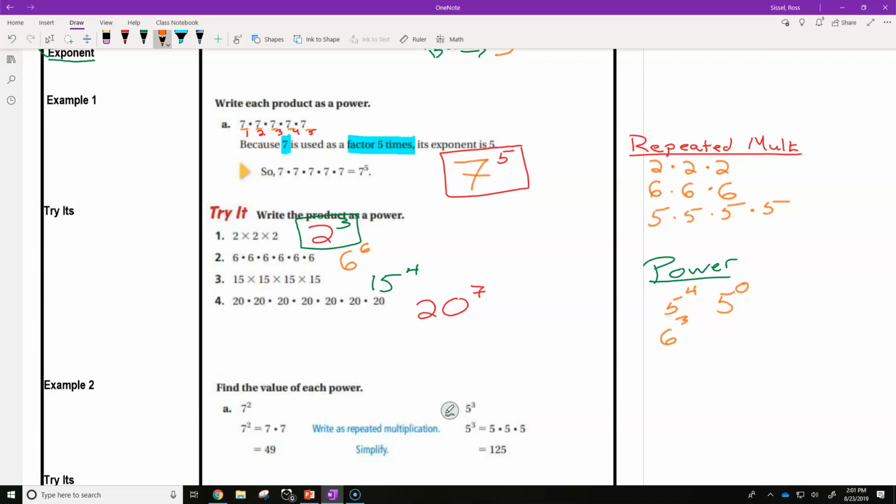Ethan? 0. No. It's 5. No, it's not worth 0. It's not worth 5. It's 1. Why? Because anything to the 0 power, any number, 5,386 to the 0th power is 1.